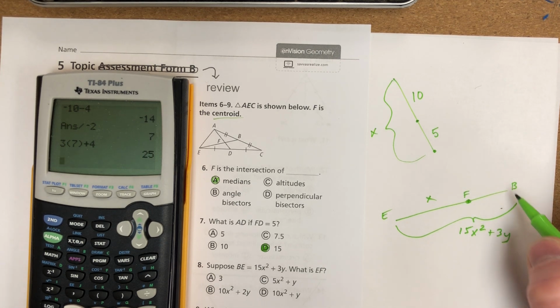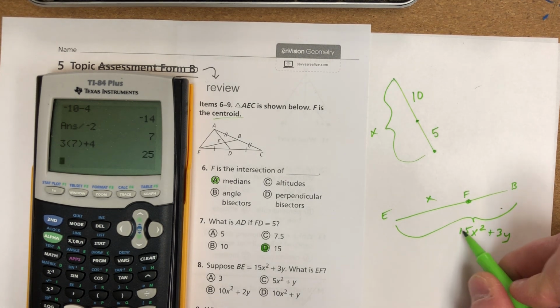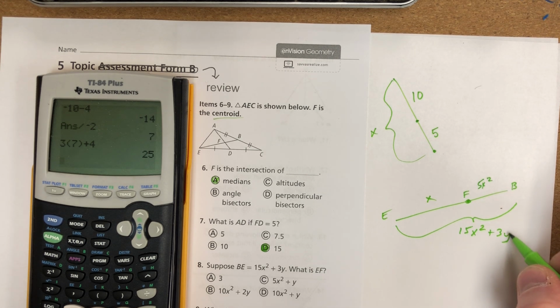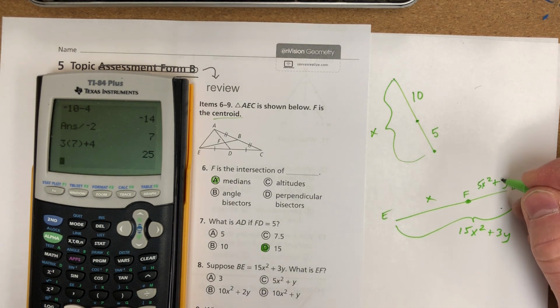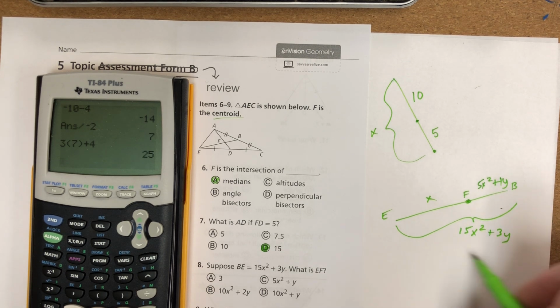That means that the small piece is a third of this. If you divided this by 3, it would give you that. So 15 divided by 3 is 5, so you could say it's 5x squared. 3 divided by 3 is 1, so it's 5x squared plus 1y. That would be this piece. Right, because if I triple it, I get the big thing. You can kind of ignore the x squared and the y. They're almost like placeholders.